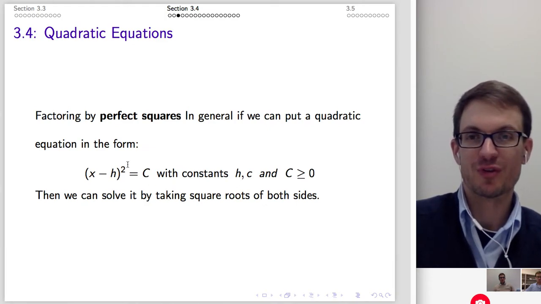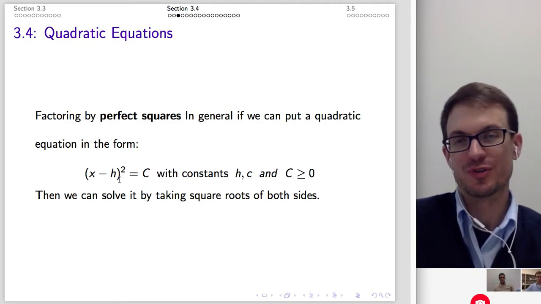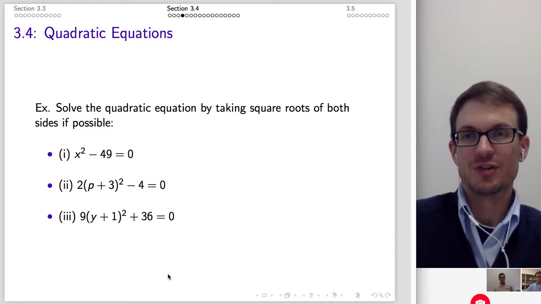All right, so if I have a perfect square, what do I do? Take a square root, and then I'm going to have x minus h, which I can add a positive h to both sides and solve for x. So let's think about doing that here.